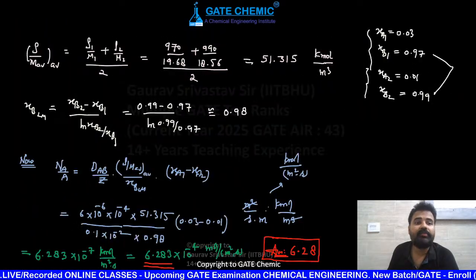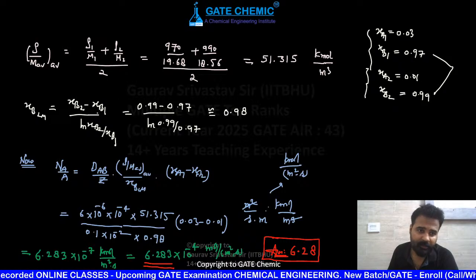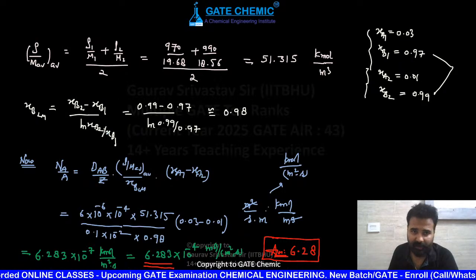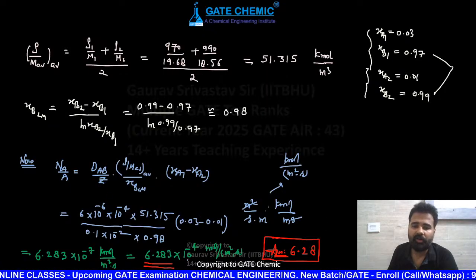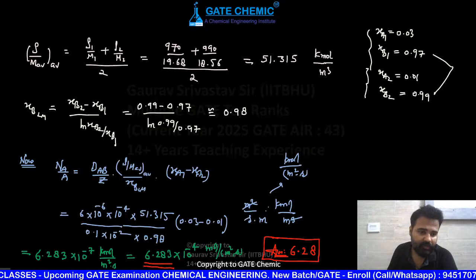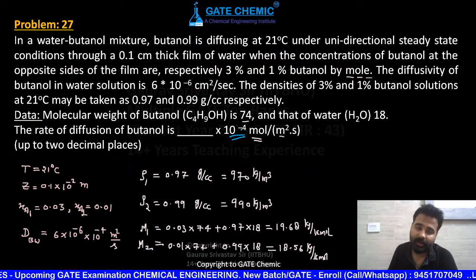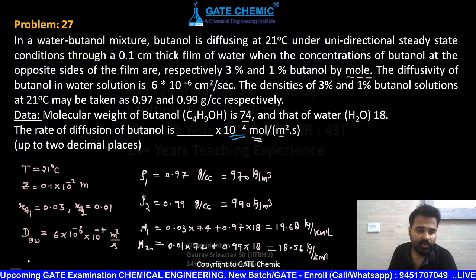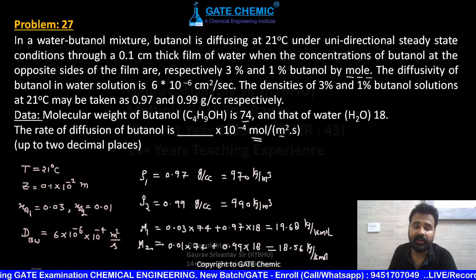So see, rho m average calculated, then xb2 minus xb1 upon ln of (xb2 minus xb) by xb1 calculated. Just put in this formula, got answer 6.82 into 10 raised to power minus 4. So we have to put 6.82 only here, because 10 raised to power minus 4 is already written here. So formula based question, again you have to calculate, you have to solve this numerical as homework.